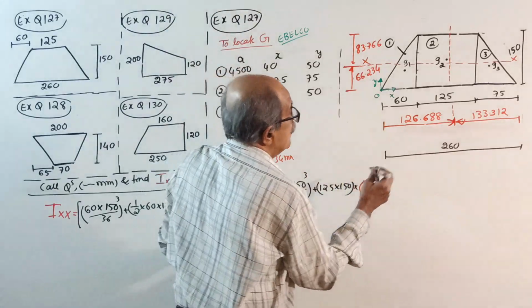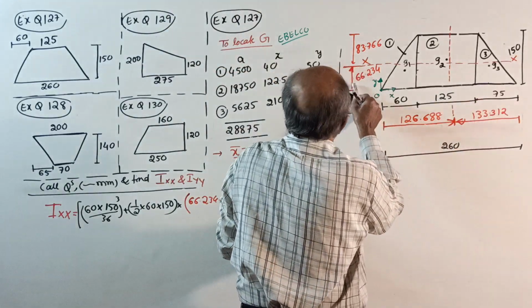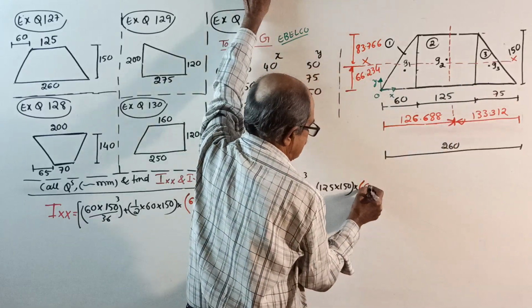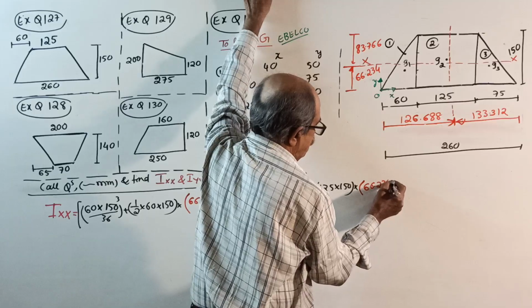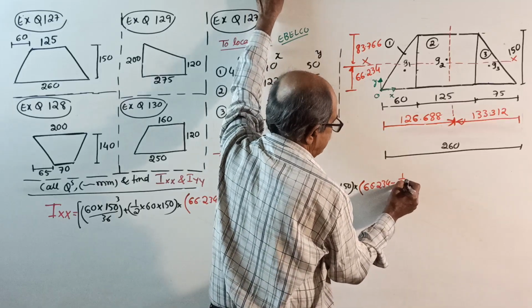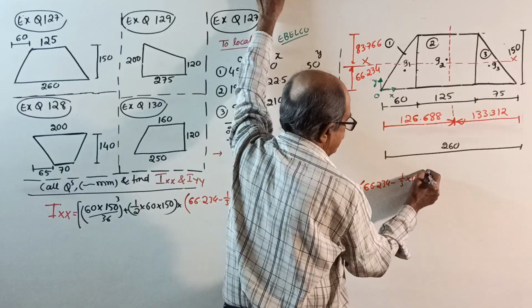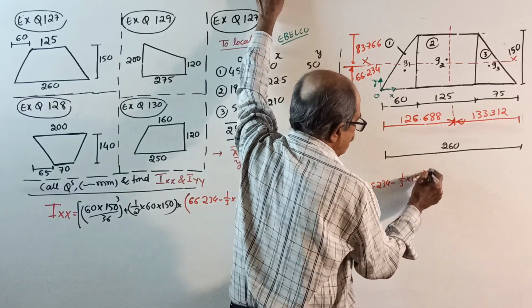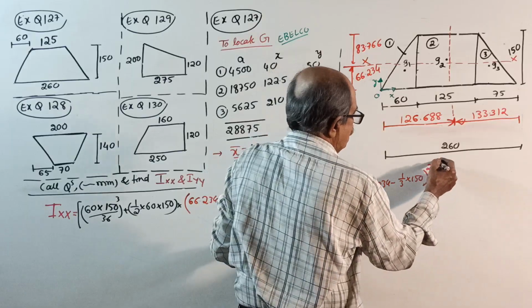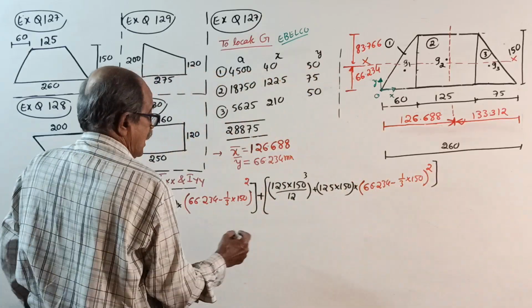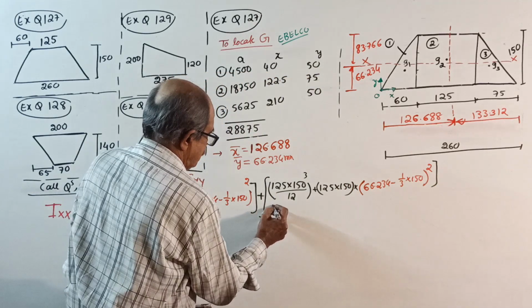into 66.234 minus 1/3 of 150 whole square. Okay, that also, second one is over. Next one, I'll put here. Plus, once again.